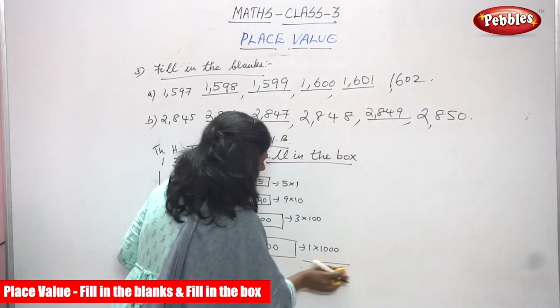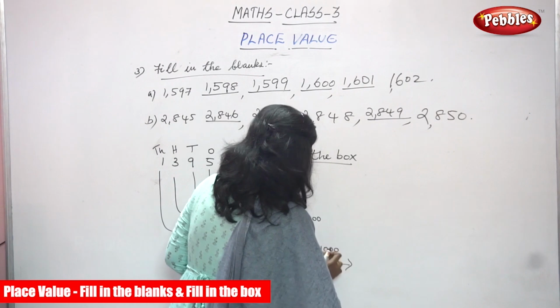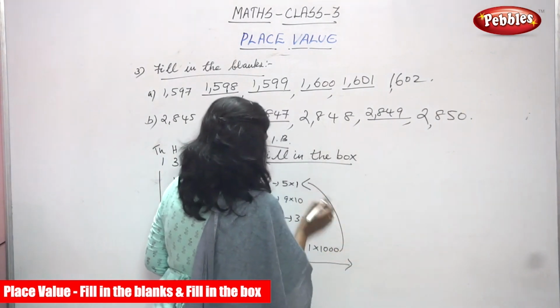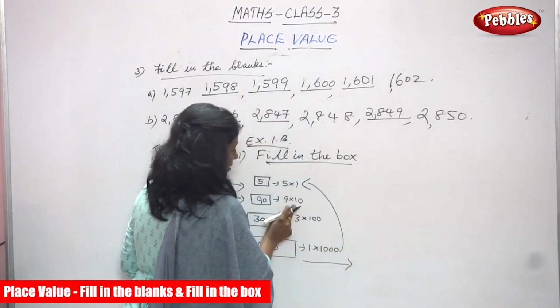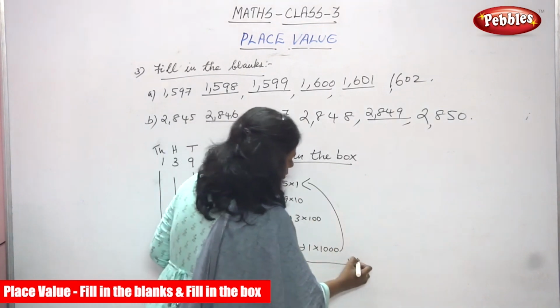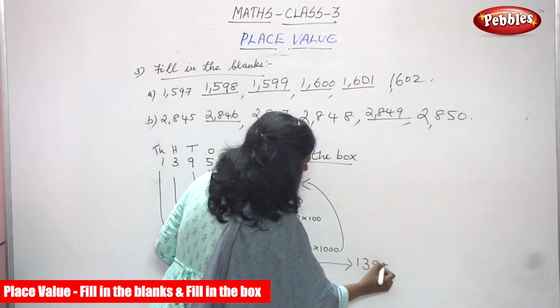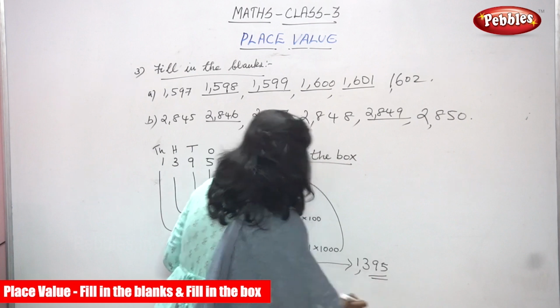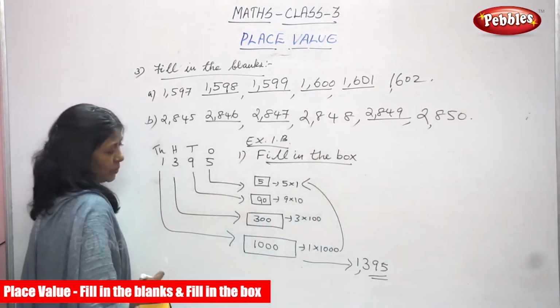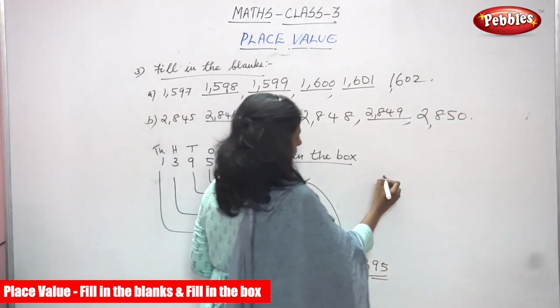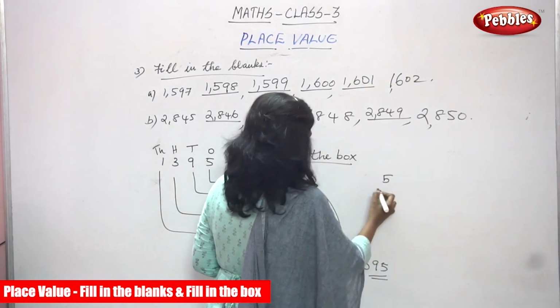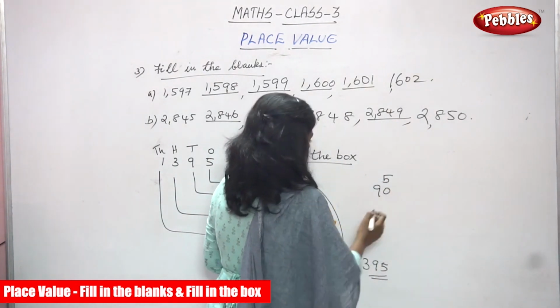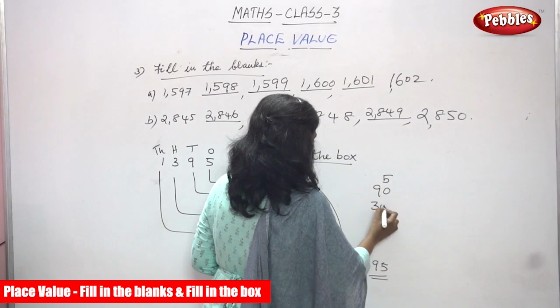I'll write it here: 1000 plus 300 plus 90 plus 5. That is 1395. This is the right answer for the question. If you don't know, you have to add and do it. It is 5. After that, that is 90. Next, 300. Here, 1000.